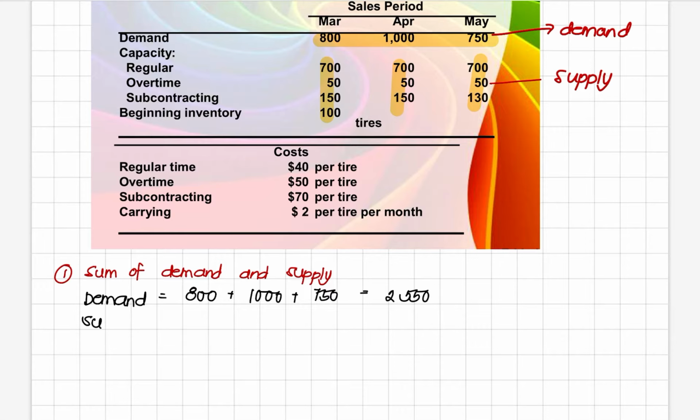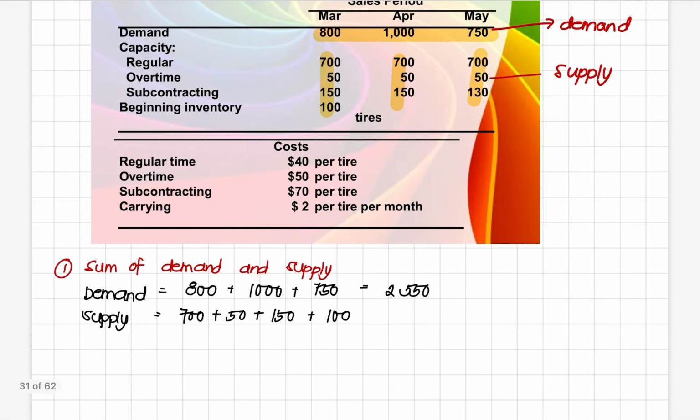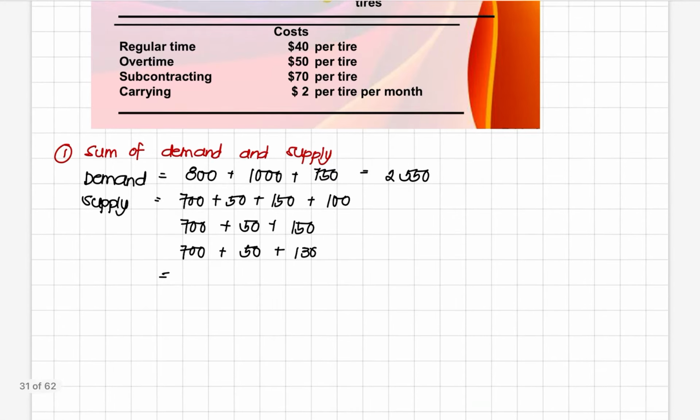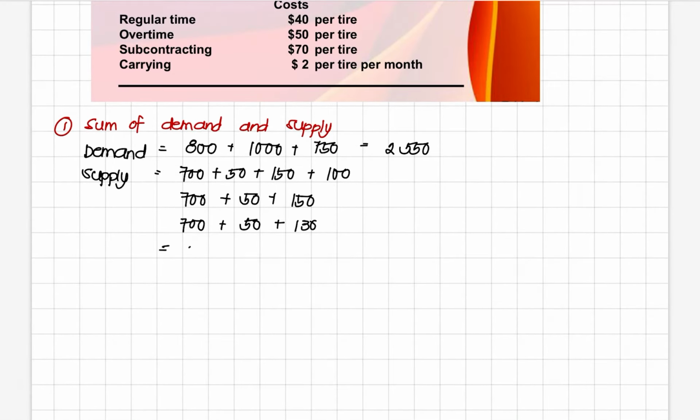And then for the supply, there are quite a lot of values. We have 700 plus 50 plus 150 plus 100. This is for the month of March. And then for April, we have 700 plus 50 plus 150. And lastly, for May, we have 700 plus 50 plus 130. So the sum of all of them is 700 times 3 plus 50 times 3 plus 150 times 2 plus 130 plus 100. That was the technique to make it easier to punch into the calculator. So, 2,780. Clearly, my demand and supply are not equal.